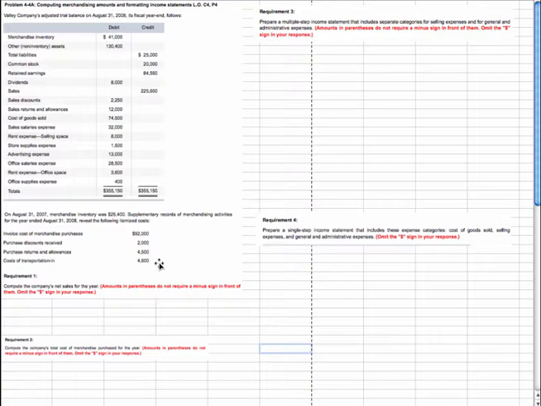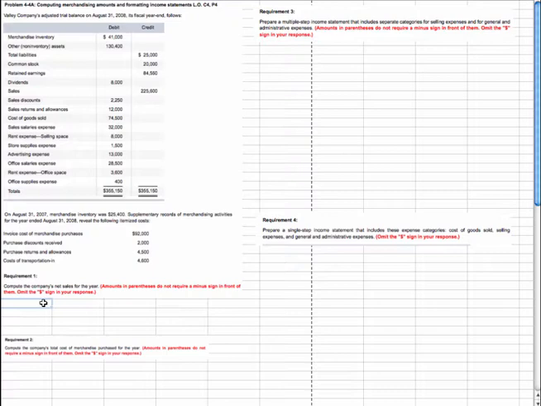Okay? So now what we have here is a couple of requirements. Requirements 1, 2, 3, and 4. I'm going to try to see if I can squeeze most of it in here. If not, we're going to have to try to make some changes. But real quick, it says compute the company's net sales for the year. Remember, what did we say net sales were? Net sales were all the sales for the company less the contra revenue accounts.